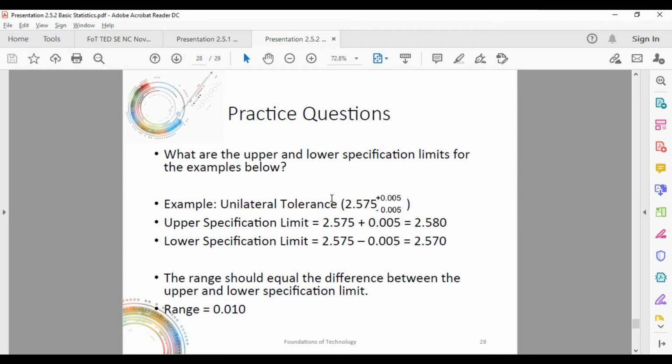Okay, so here's another one. Here's an example of the unilateral tolerance. But it's the same thing. I take my constraint, 2.575, and I add tolerance. That's going to be my upper limit. I subtract. That's going to give me my lower limit. The range, if I subtract the smaller from the larger, is 0.01, which is twice the 0.005.